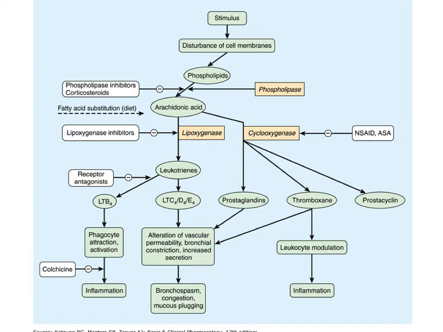We have some drugs that target all of these different pathways. Let's start upstream. The phospholipase enzyme is actually inhibited by corticosteroids. The lipooxygenase enzyme is inhibited by lipooxygenase inhibitors. While the focus of our talk today is the cyclooxygenase enzyme, which can be inhibited by non-steroidal anti-inflammatory drugs or aspirin. So by blocking this pathway, we will have less prostaglandin synthesis and less modulation of the inflammation.